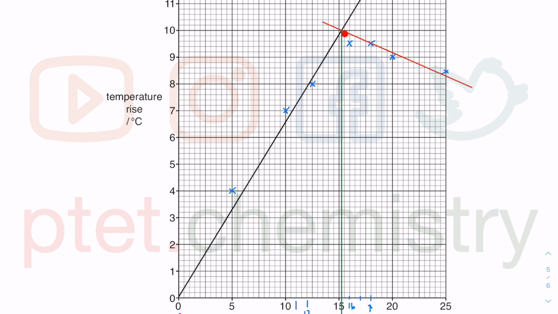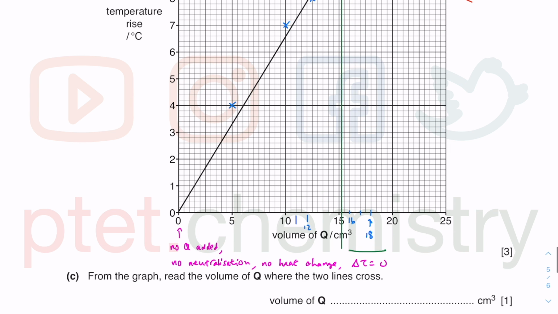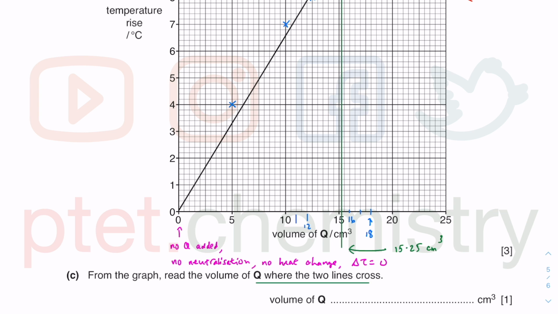So this graph where they intersect, they produce this 10 degrees Celsius maximum temperature. So I show there. So this is 10.0 degrees Celsius to the nearest 1 decimal place in terms of this reading there. And this one here is, so there's 15, there's 16, there's 15.5. So this is 15.25 cm cube. Like that, okay? So read the volume of Q where the two lines cross. If I am you, so 15.25, if I look at the next number, then I can round this up to 15.3 cm cube. So there's 15.3.